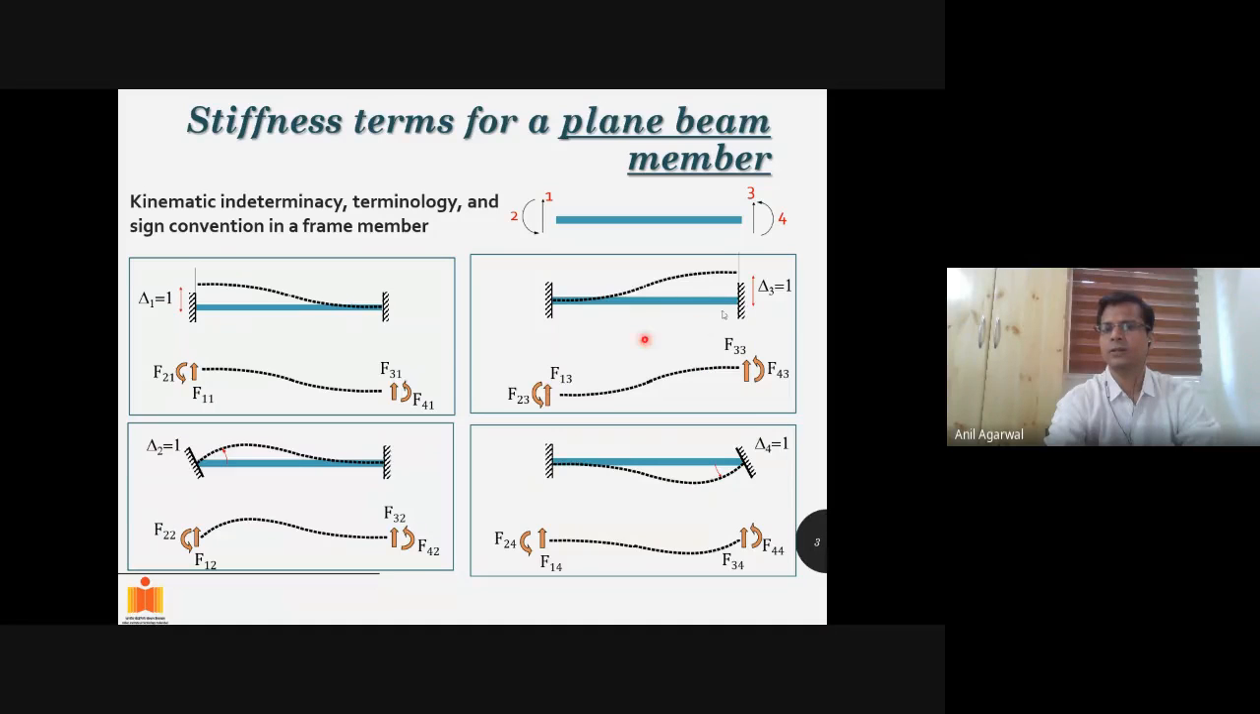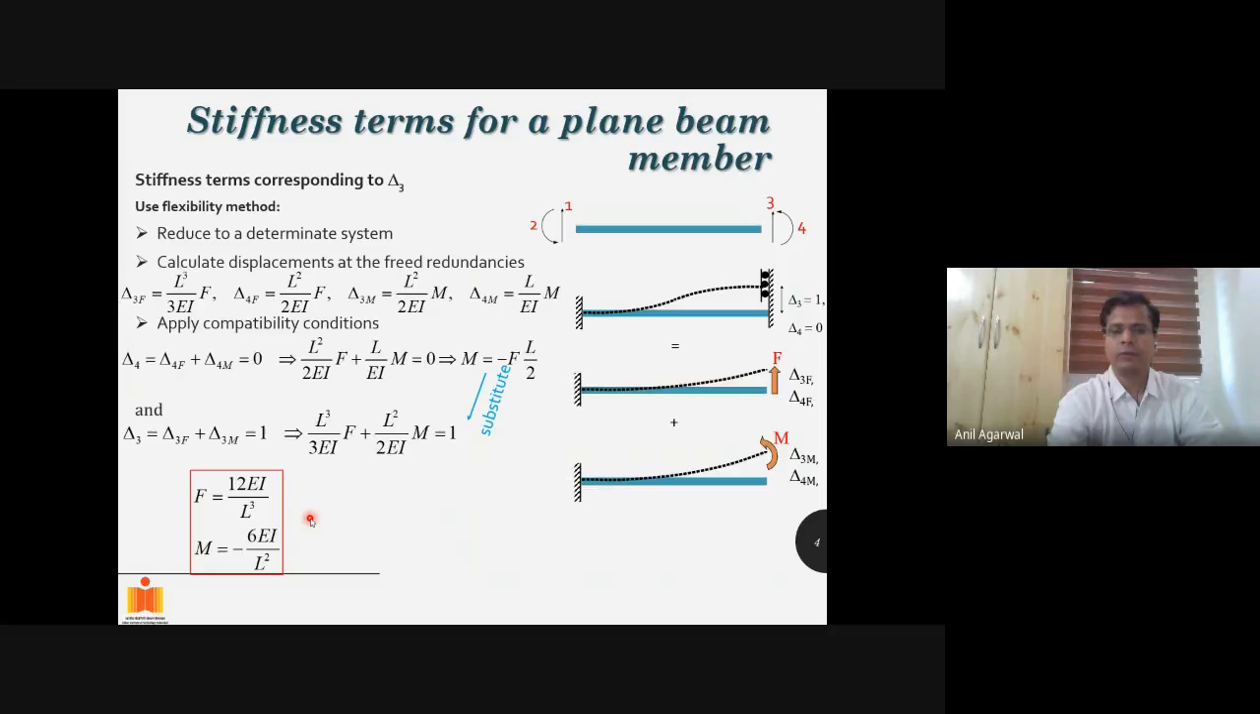Fine. Likewise, you can define the force coefficients that will produce unit displacement in 3 and force coefficients that will produce a unit displacement in 4. These unit displacements are all in the positive direction. So vertically upward is positive. So delta 1 is positive, delta 3 is also positive, delta 2 is anti-clockwise positive, delta 4 is anti-clockwise positive. These are not internal displacements, these are actual displacements.